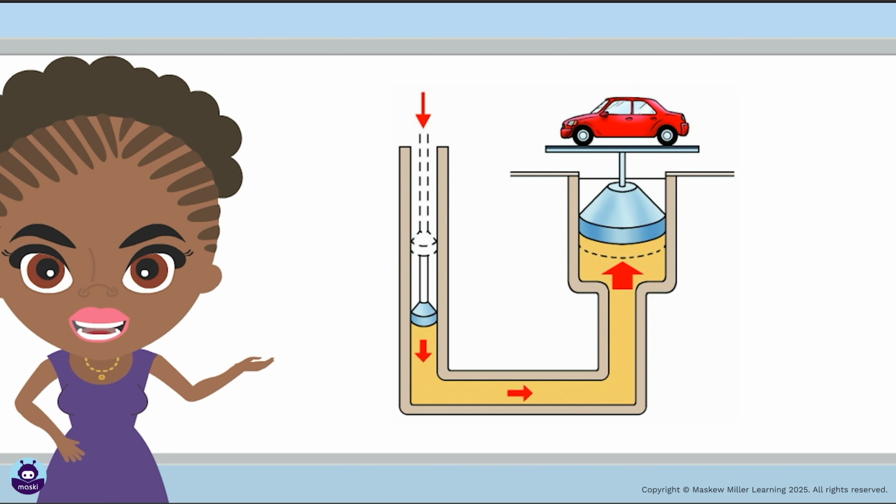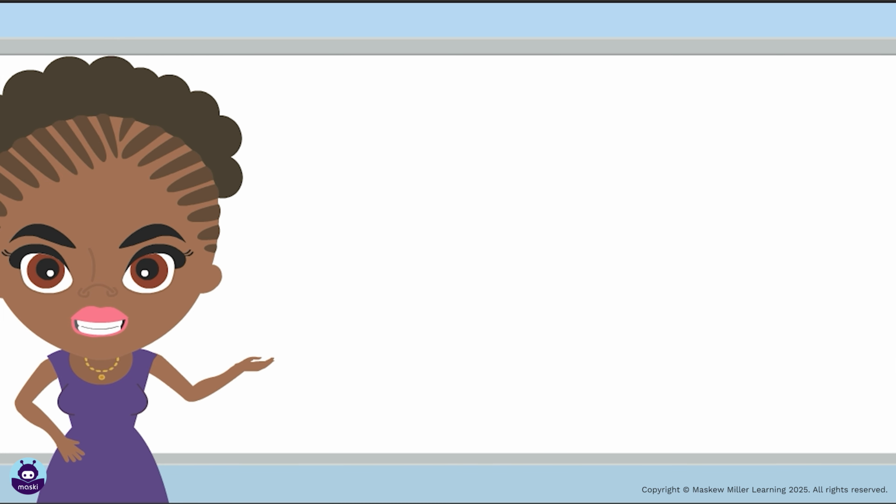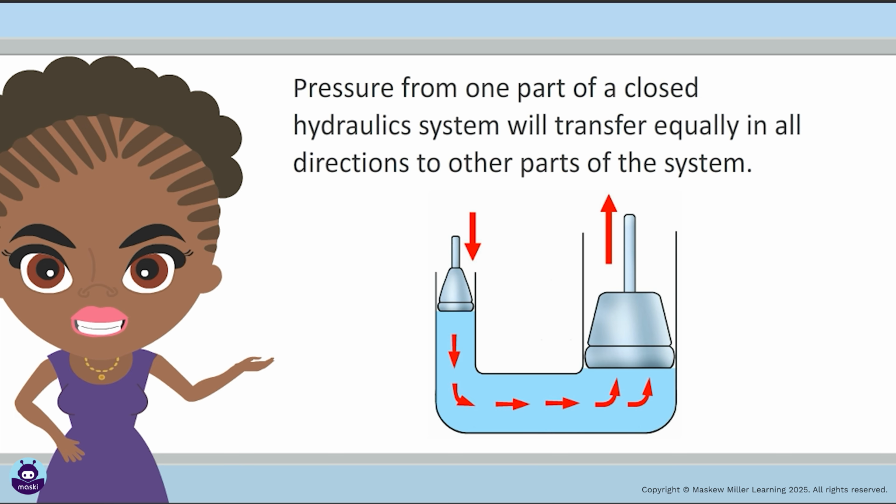Let us use an example to explain this. An input force of 10 newtons in a cylinder area of 1 centimeter square is converted to an output force of 100 newtons in a cylinder of 10 centimeters square. But the input distance of 10 centimeters results in an output distance of only 1 centimeter. The force transfer in a hydraulic system is related to the area of the piston.